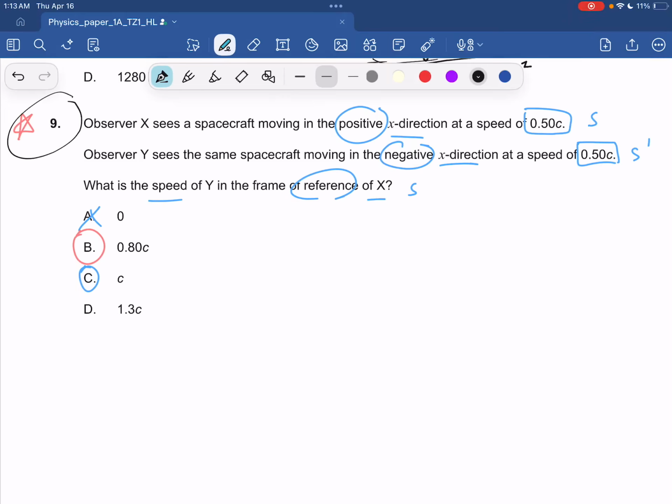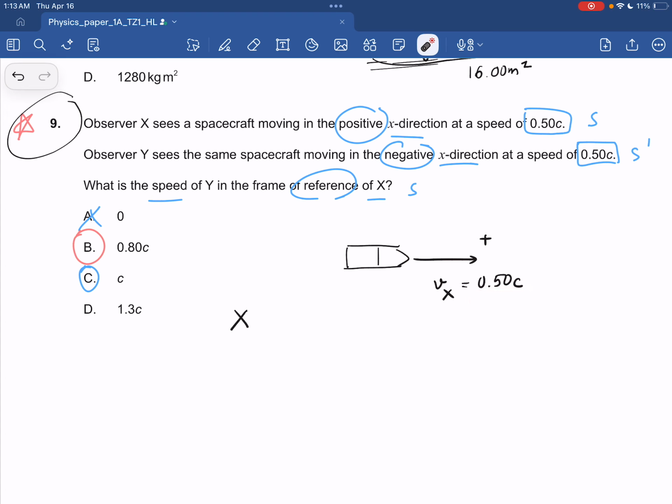Question number 9 has to do with special relativity. So basically we have a spacecraft. Let me just start very simply. For some observer X, the spacecraft is moving in a positive direction at a speed, let's say v in the reference frame of X equals 0.5 of the speed of light. So that's a pretty huge value, fast enough that we have to consider special relativity.